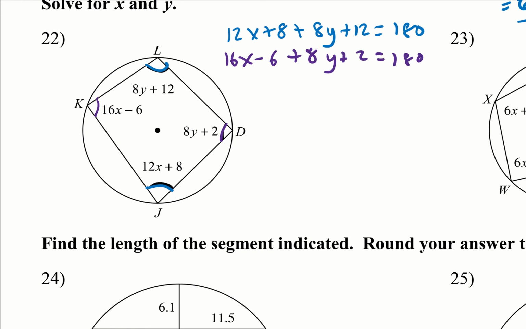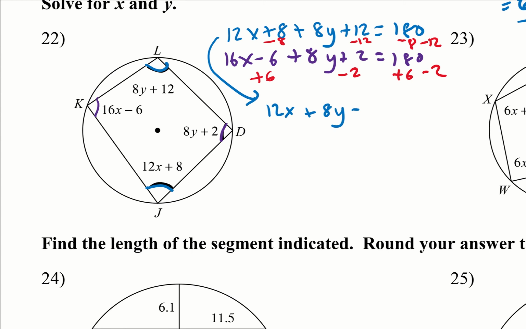All right, so I'm going to clean this up a little. I can subtract 8 on both sides. I can subtract 12 on both sides. I want to do that so that I can put all the numbers to the other side. I can add 6 and subtract 12 on both sides of the equal sign. So let's bring down the blue. We got 12x plus 8y is equal to 172 minus 12. It's 160. And we got, bring down the purple, we got 16x plus 8y equals 174 minus that, so 172.